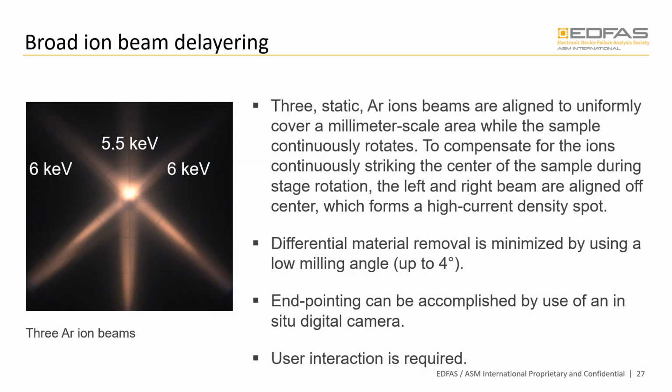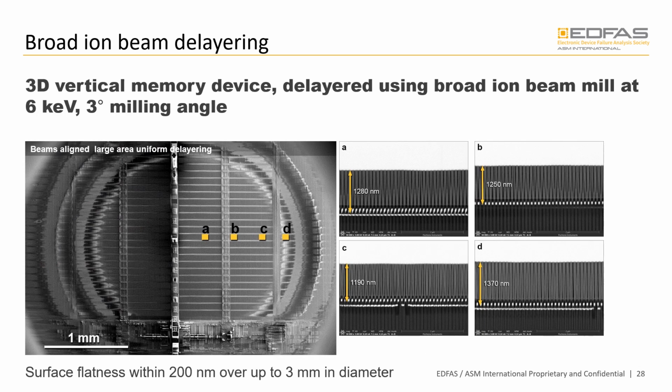In the case of broad ion beam milling, up to 3 ion beams can be used depending on the instrument. The beams are aligned to uniformly cover the desired area, and differential material removal is minimized by using a low milling angle. Edge pointing can be achieved using an integrated digital camera interferometer or by cycling between the ion milling system and the SEM. User interaction is essential. Depending on the system used, uniformity of up to 200 nanometers can be achieved over a 3 mm diameter area, as shown here by FIB cuts of a layered 3D vertical memory device.